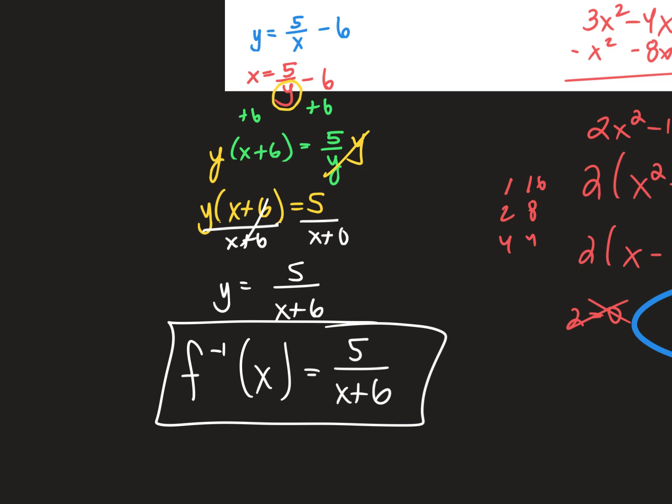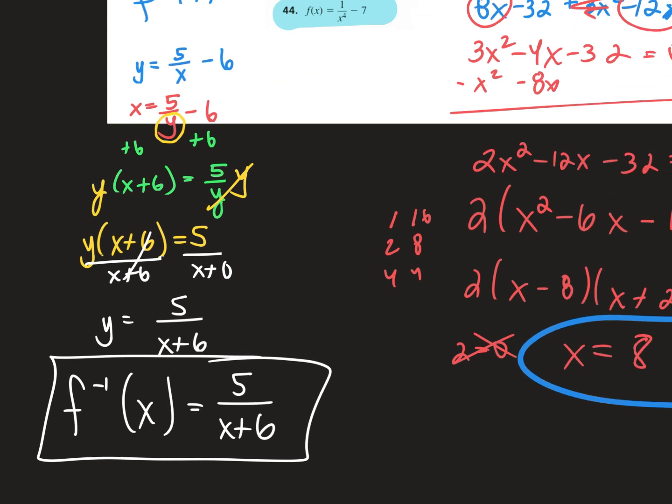Say it one more time. Yes, you have to have that f negative 1 in order to get full credit. Now let's look at the last one.